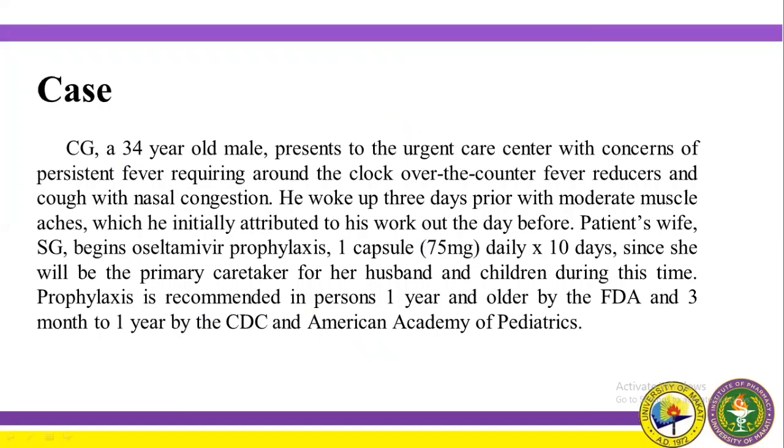So our case is CG, a 34-year-old male, who presents to the Urgent Care Center with concerns of persistent fever requiring around-the-clock, over-the-counter fever reducers, and cough with nasal congestion. He woke up 3 days prior with moderate muscle aches, which he initially attributed to his workout the day before. The patient's wife, SG, begins oseltamivir prophylaxis, 1 capsule, 75 milligrams daily for 10 days, since she will be the primary caretaker for her husband and children during this time. Prophylaxis is recommended in persons 1 year and older by the FDA and 3 months to 1 year by the CDC and American Academy of Pediatrics.